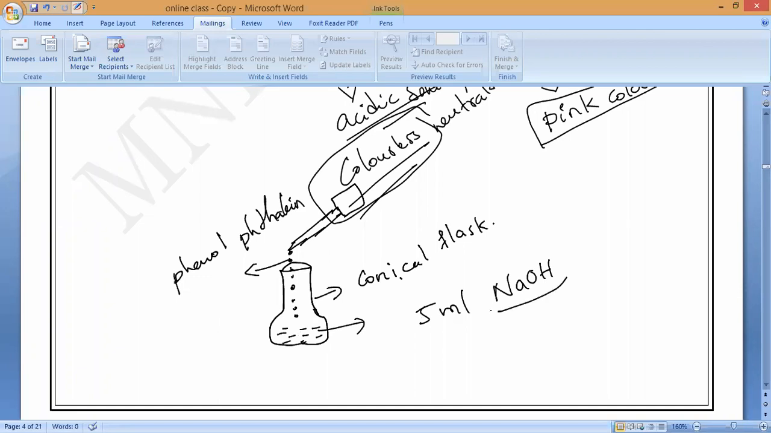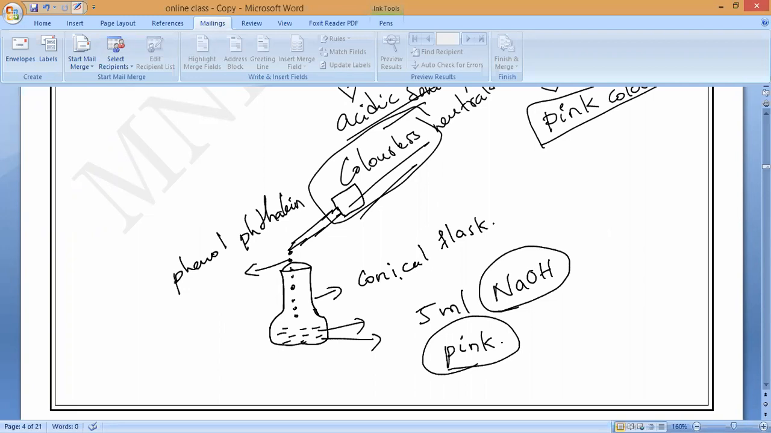I am taking sodium hydroxide, so what will happen? It will immediately turn into pink color. I have taken a base and I am adding phenolphthalein indicator, so it turns pink. Now this is the first step.